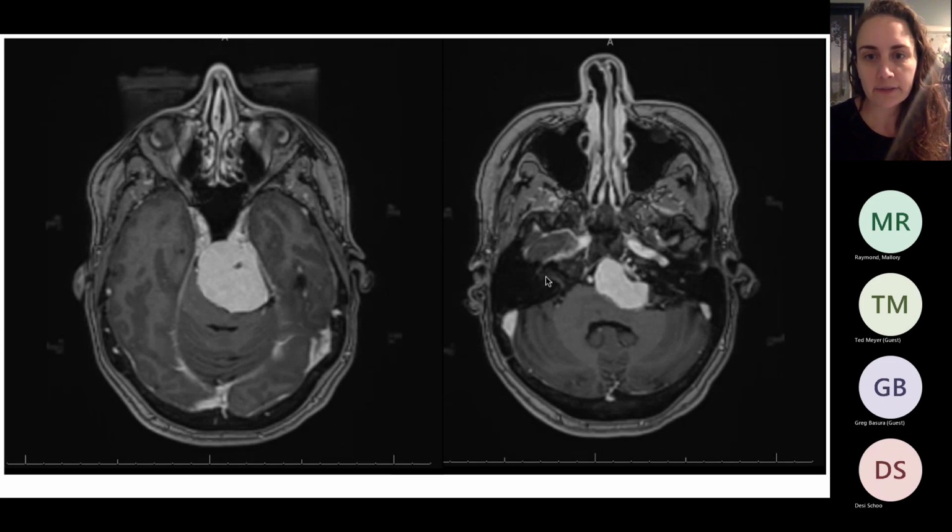This is the level of the IAC. You can see on the other side, it's a little hard to see on the left side, but this is sort of what we were faced with. With a lesion in this location, it's obviously very challenging to access surgically.